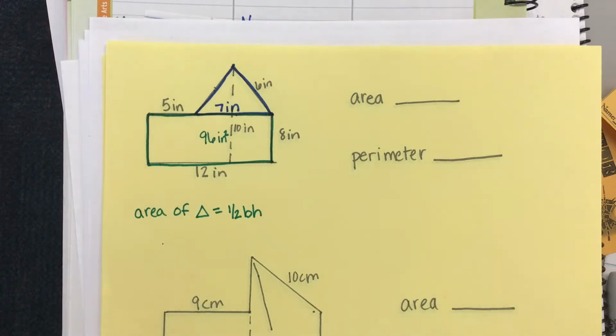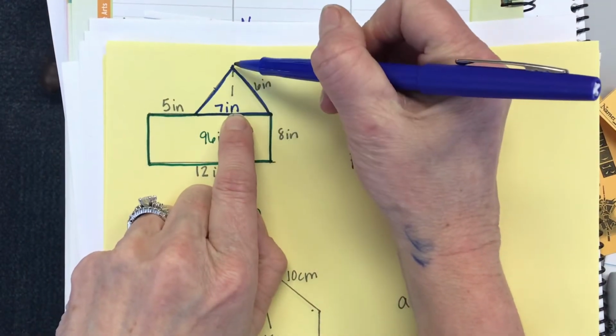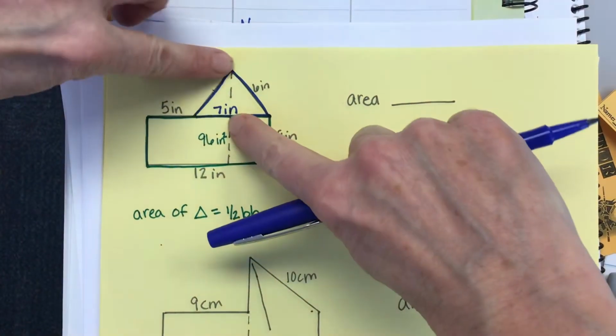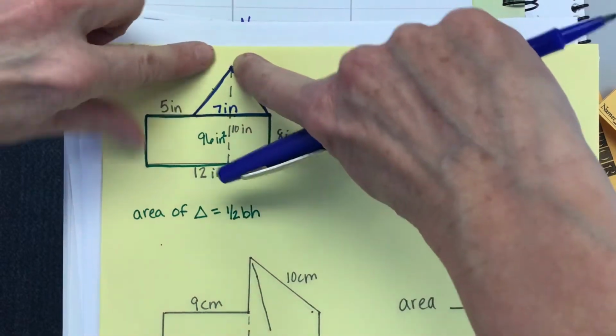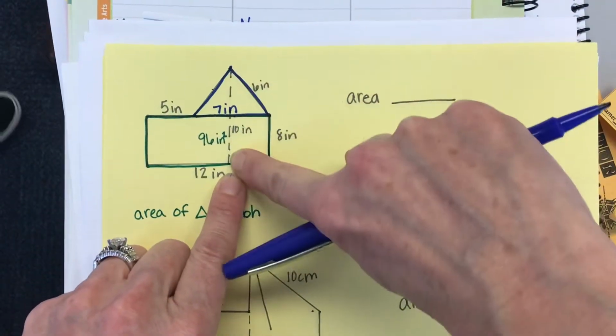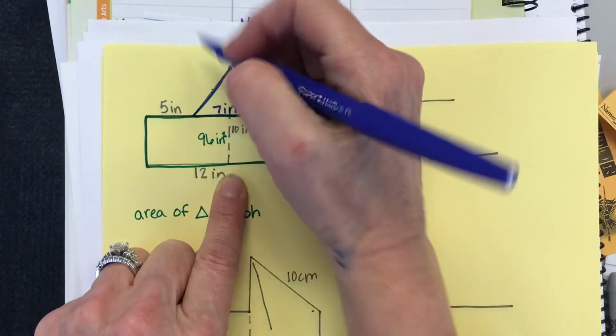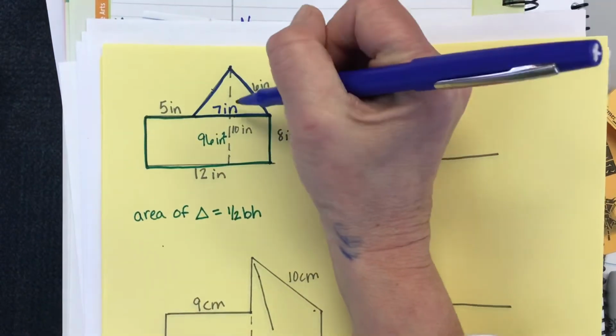How tall it is. So from here to here. Well, I don't know how much this is, but I know that this whole thing is 10 inches. If this whole thing is 10 inches, what is the height of this triangle?